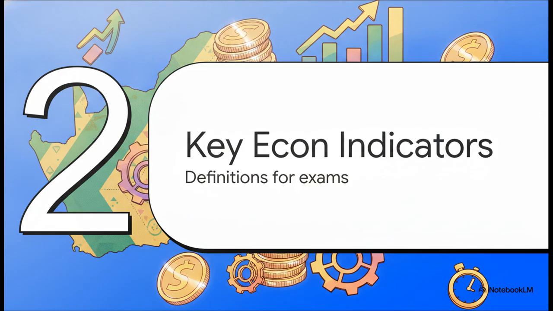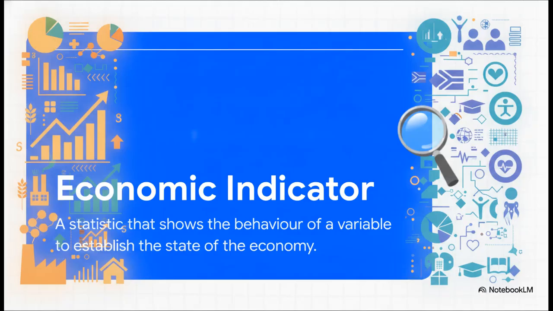Moving right along to Section 2, Key Economic Indicators. These are your bread and butter definitions for the exam. When, not if, but when, they ask you to define an economic indicator in Section A, this is exactly the phrasing you want to use. Don't overcomplicate it. It's simply a statistic that shows the behavior of a specific variable, which then helps us establish the current state of the entire economy.